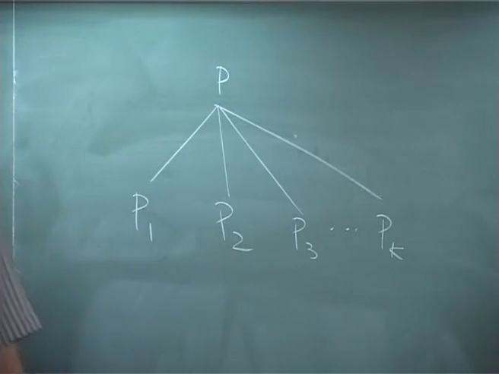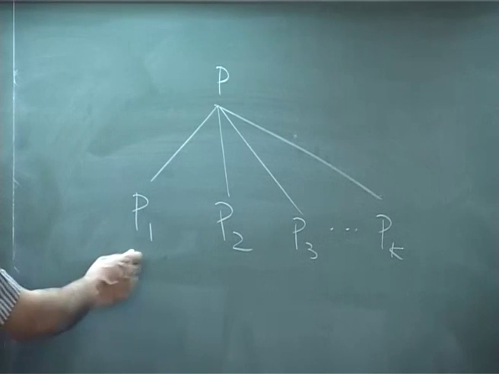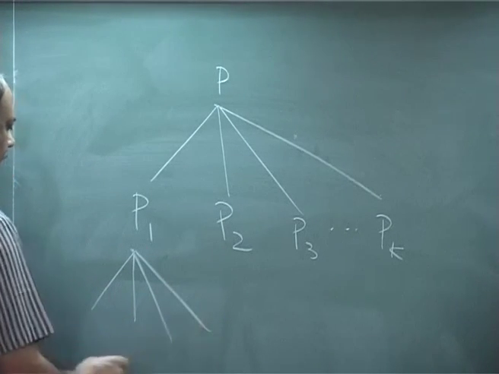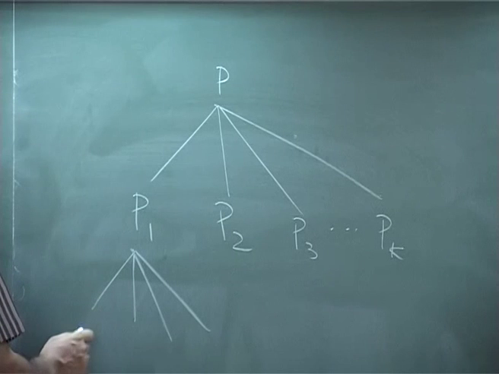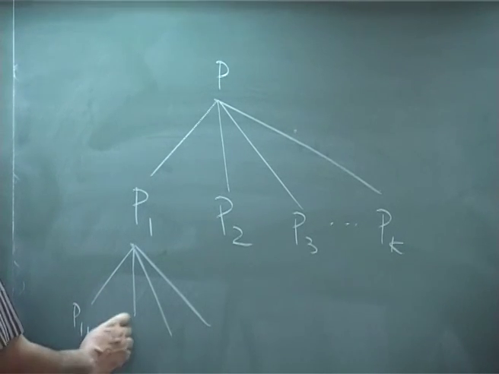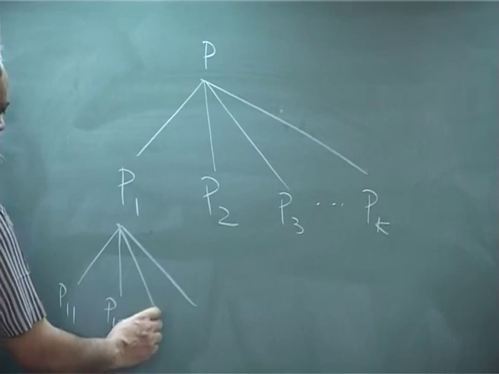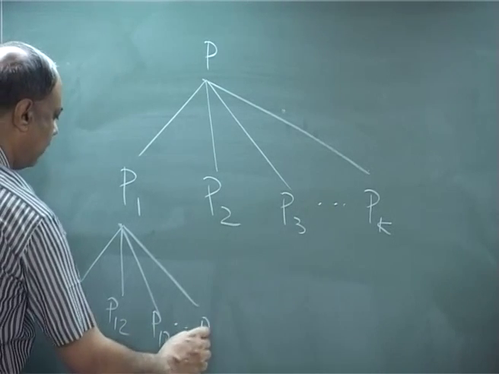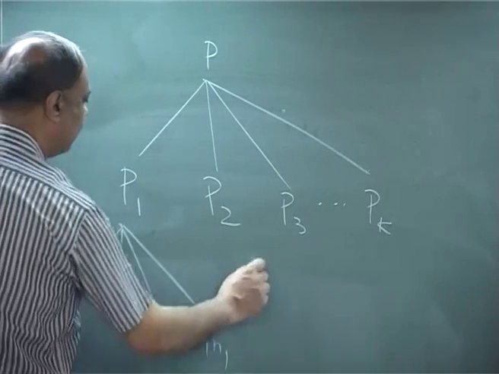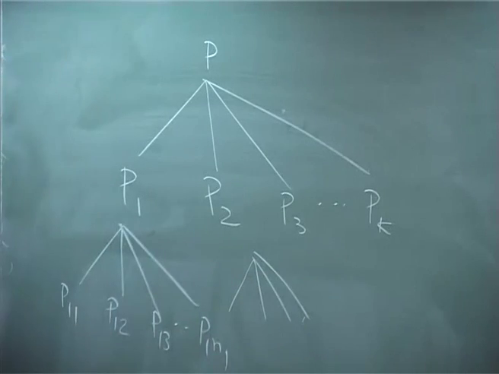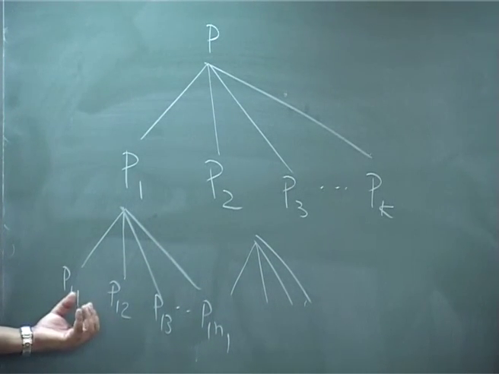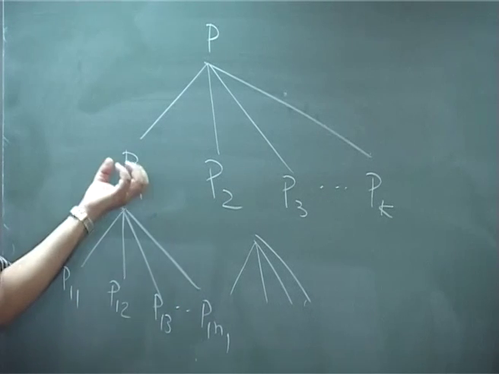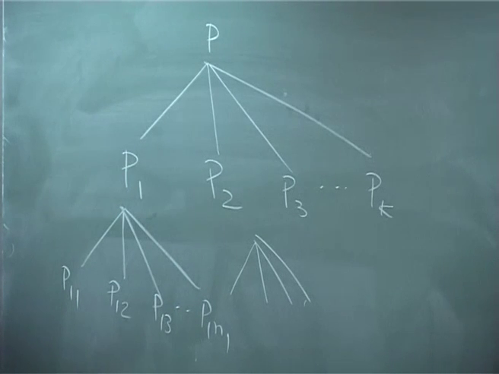Now it may so happen that P1, P2, Pk are also large in size. The problem is not that simple. Then you divide these sub-problems into further sub-problems, where we can have P11, P12, P13, up to P1n1. Similarly for P2 and so on. Now you solve these problems P11, P12, P13, and so on, and combine them to get the solution of P1, and so on.